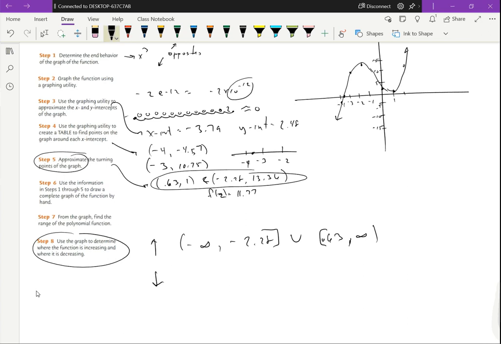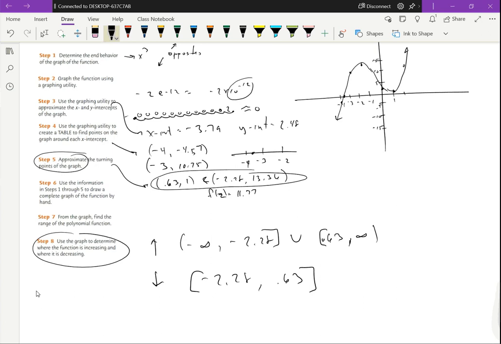Where are we decreasing? We're decreasing only in this region here, so between those turning points. So between negative 2.28 and 0.63. There's the various areas where we were turning. Okay? And so that wraps up all of this section.